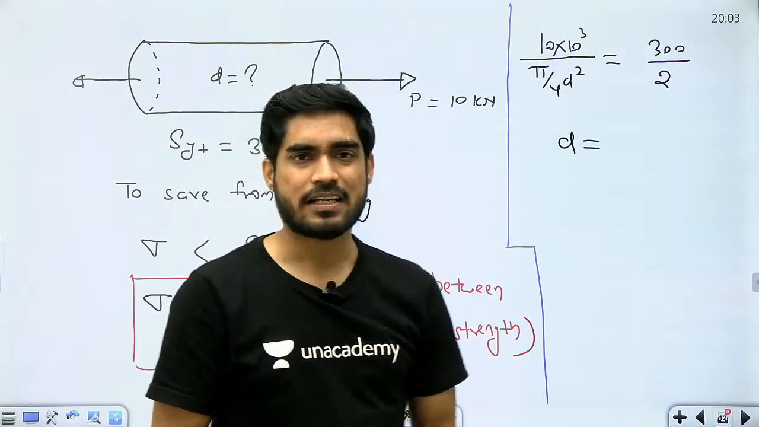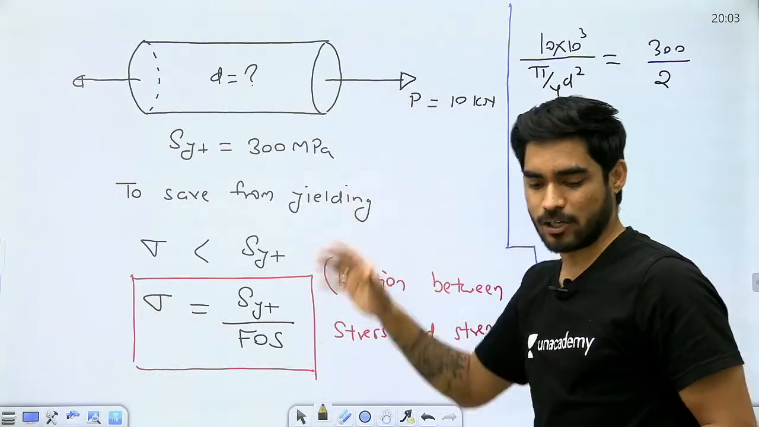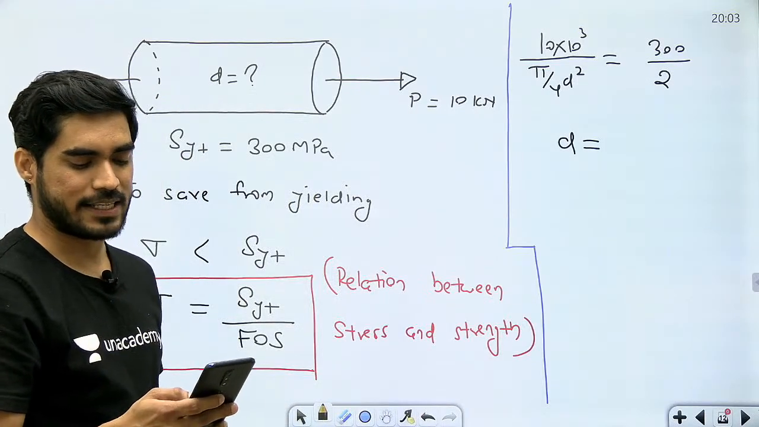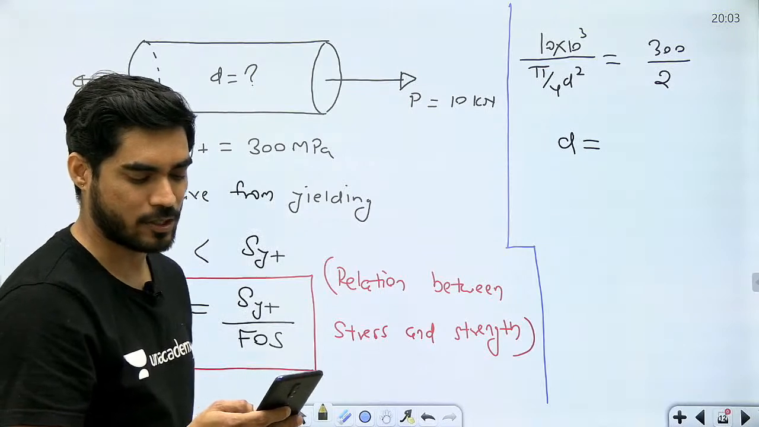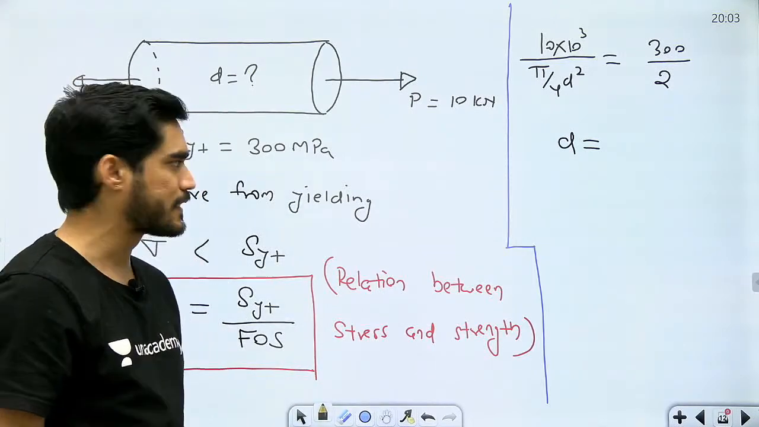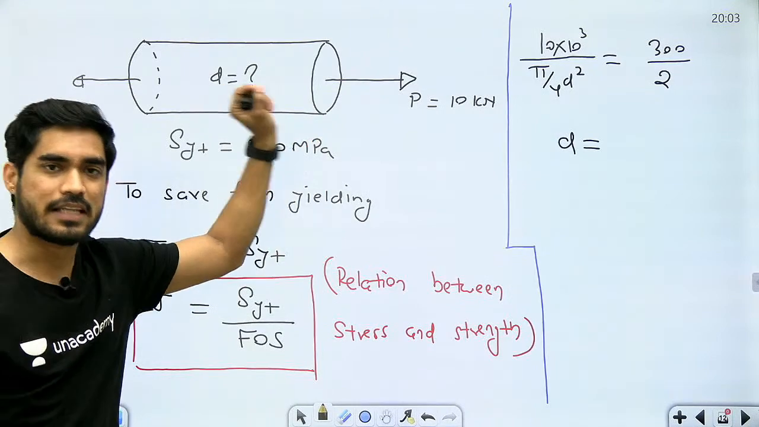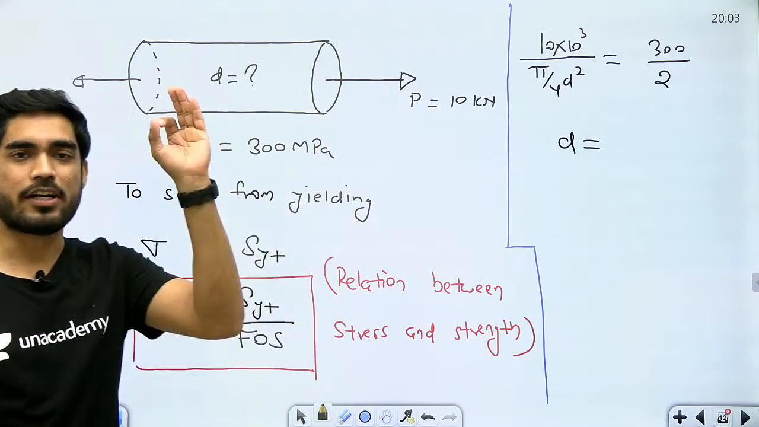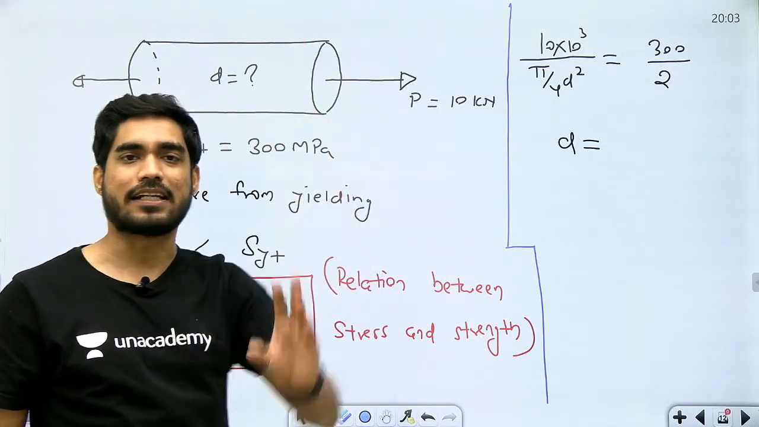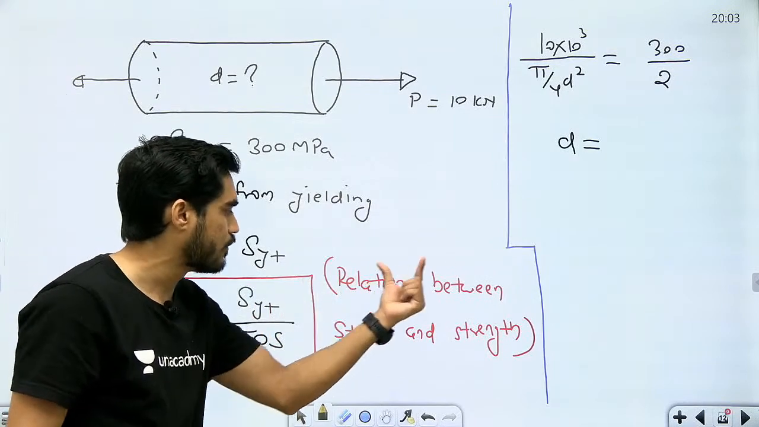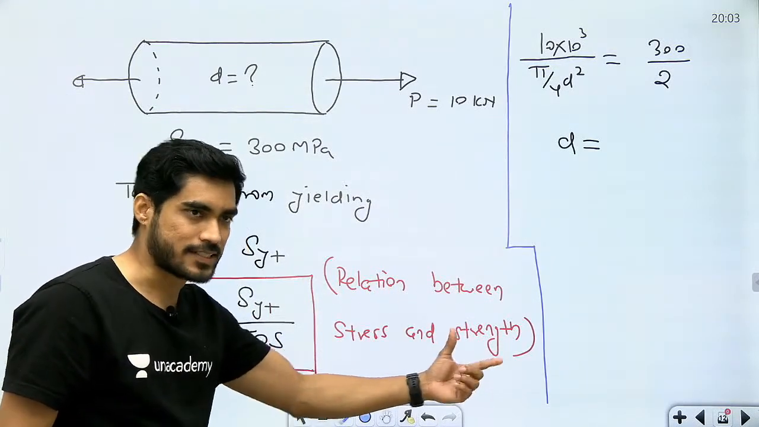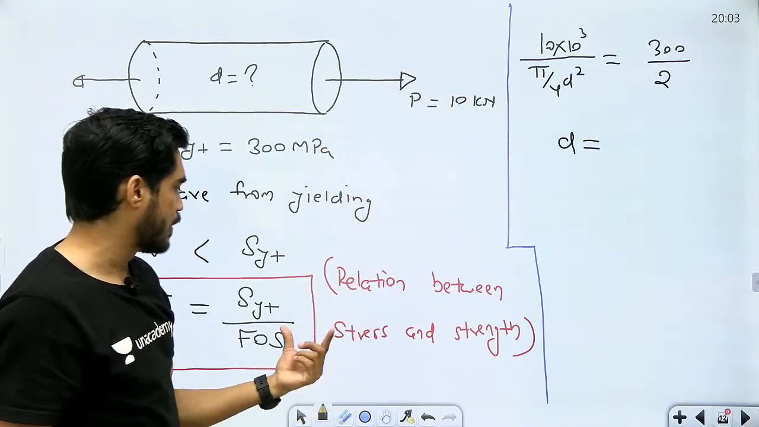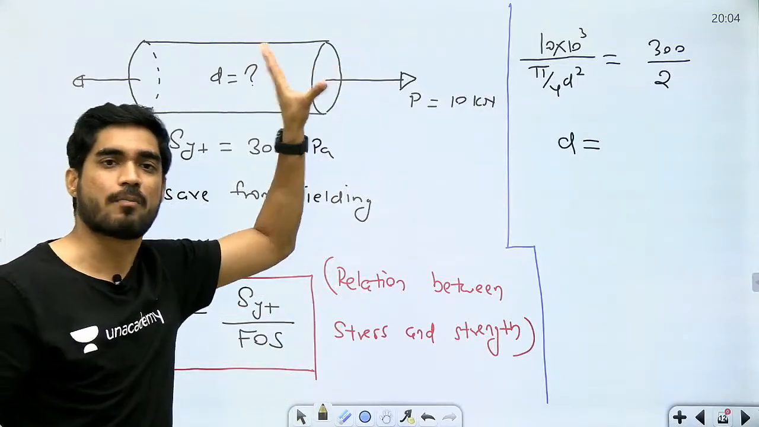So do you understand the design process against static load? Yes, yes. So beta, now this is the process that we follow in order to design under static load. In order to design any body under static load, what do you need? You need a relation between stress and strength. Stress means if you apply the load, what stress is coming on the body. Strength means what is the strength of the material of the body.